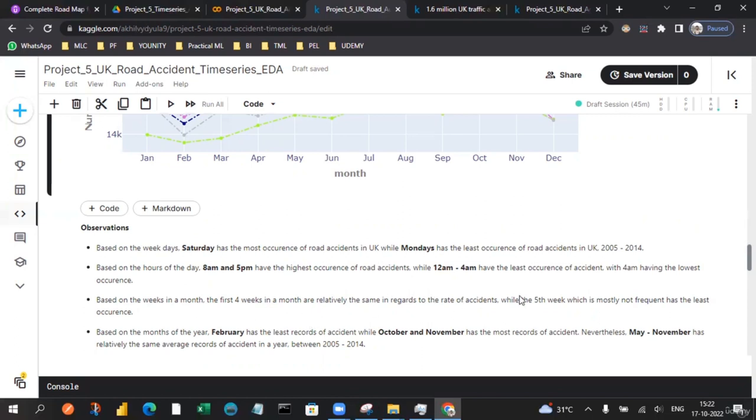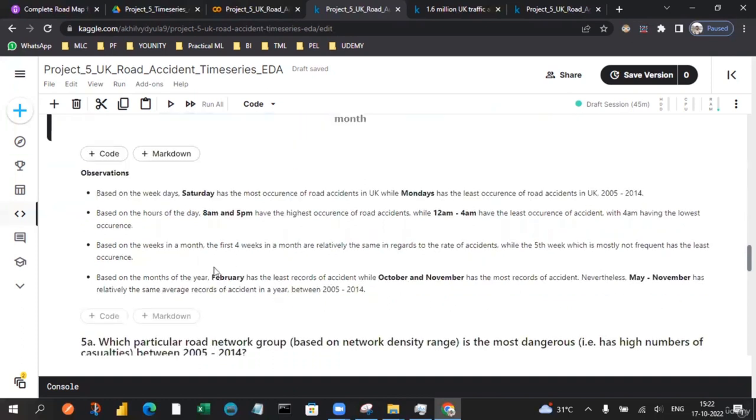Based on the weeks of the month, the first four weeks are relatively the same in regard to the rate of accidents, and the fifth week is the least frequent. So that's the reason we don't have as many occurrences.